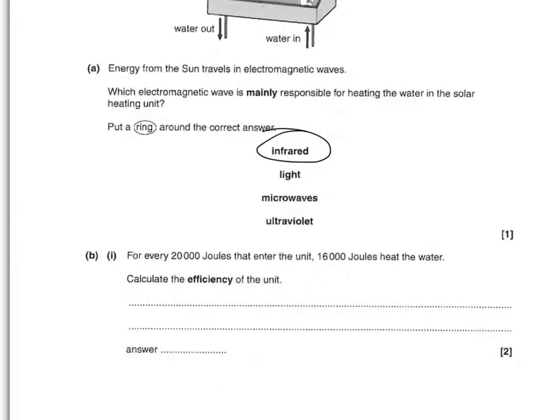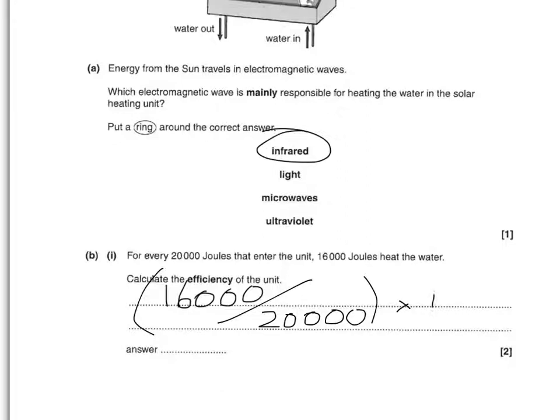Now, if you look at the front page of your booklet to all the equations, you will see one for efficiency, and efficiency is the amount of useful energy got out divided by the amount of energy put in times 100. So this is going to be 16,000, so that's the amount of useful energy got out of this, divided by total energy put in, which is 20,000. And then once you've done that, times that by 100, and that'll give you 80% efficiency.